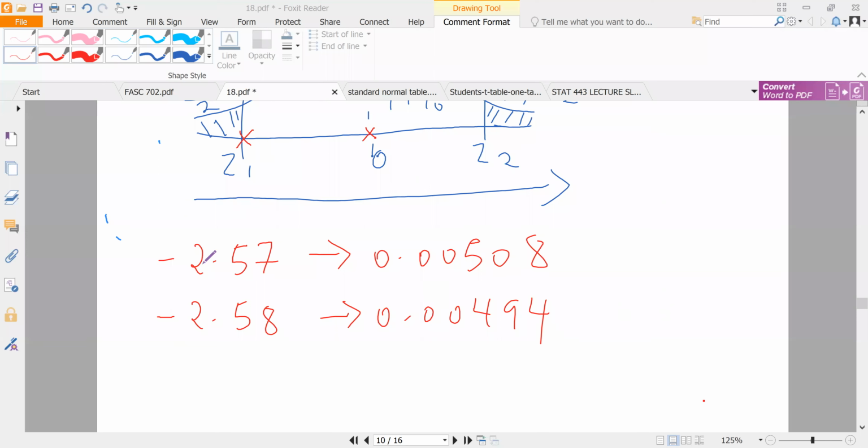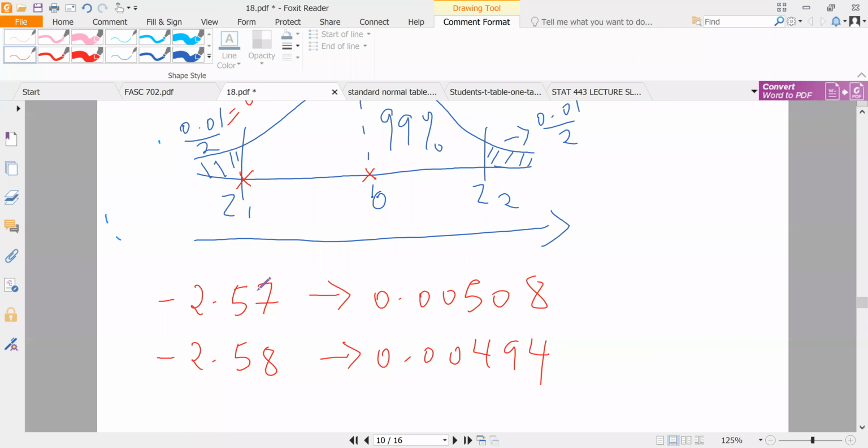It's between 2.57 and 2.58. Because our value of interest Z1 is between these 2 points, just to note, our Z1 lies somewhere here. What we usually do in such situations is take the average of these 2 values. And whatever we get will be our approximate value of Z1.